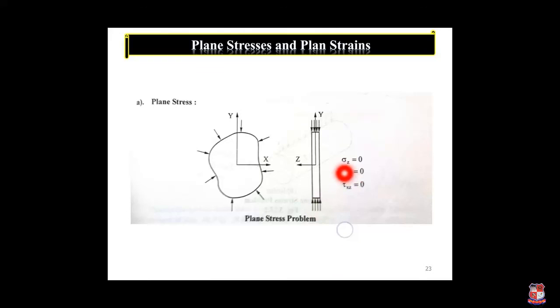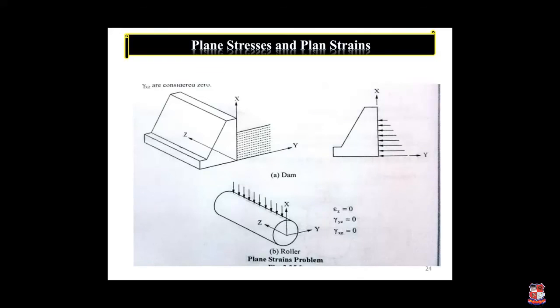We know that this is a 2D diagram, with X and Y directions, which means this is the front view and this is the side view. Here the Z direction will be there, and stress in the Z direction, sigma Z, is equal to 0. So in the Z direction any kind of stress will be 0. We can say that the shear stress tau yz is equal to 0 and tau xz is equal to 0. Let's look at the similar plane strain problem.